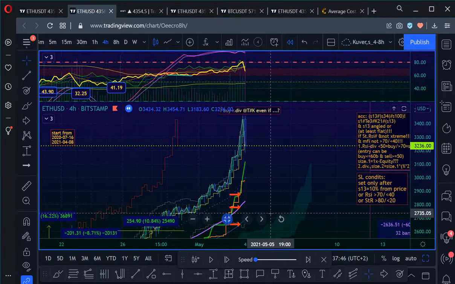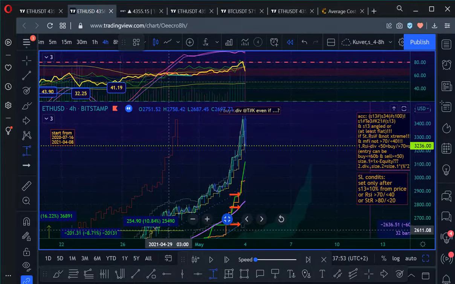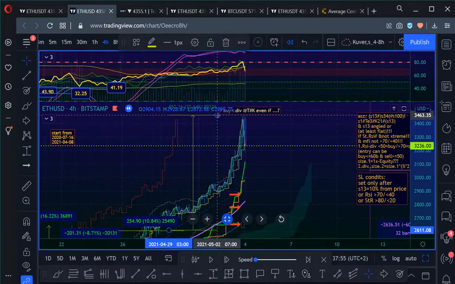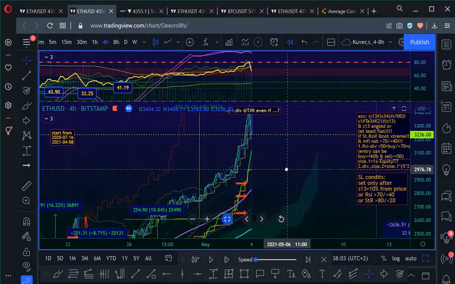RSI went to extreme. Let's see, 10%. Okay, the trade went into 42% profit, if that's the same, if I take it from the bottom. But anyway, something like that.